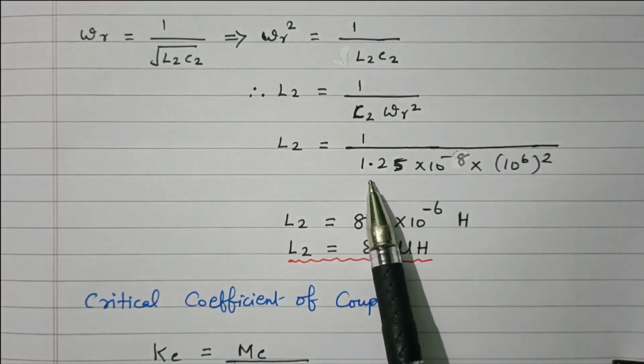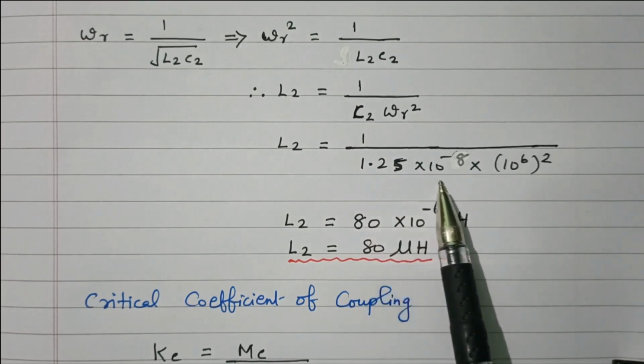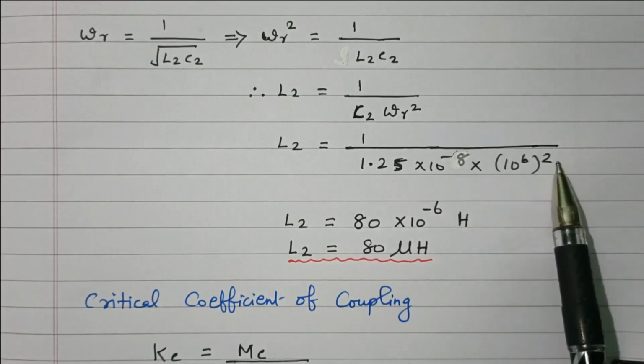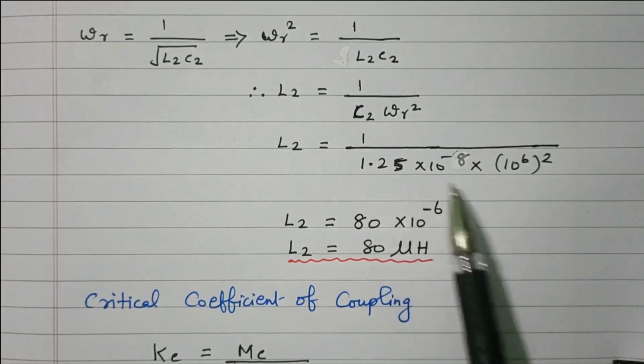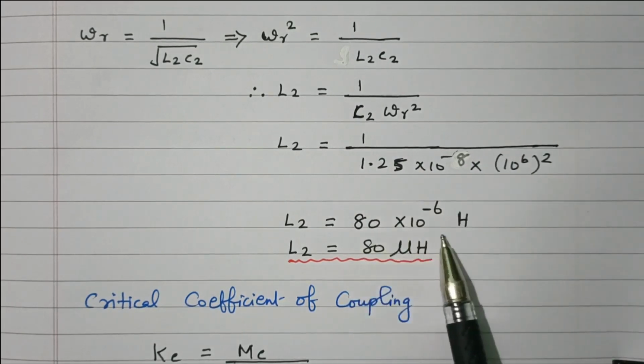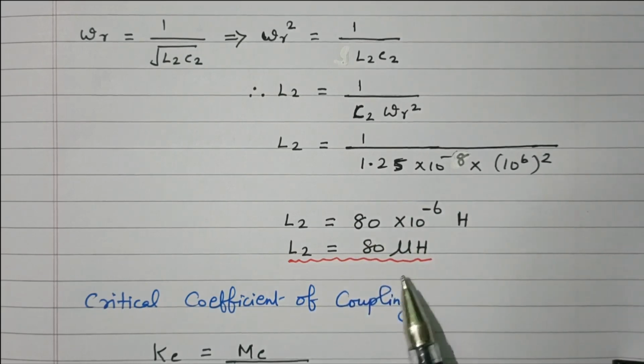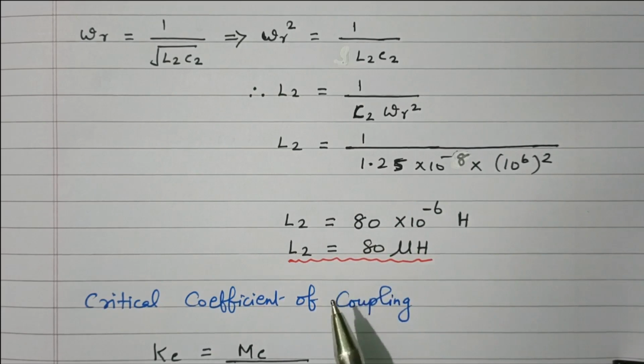Right. C2 what we calculated is 1.25 into 10 to the power minus 6. Omega R is 10 to the power 6, omega R square. So while simplifying we got 80 into 10 to the power minus 6 Henry. That is 80 microhenry. Now L2 is also calculated.